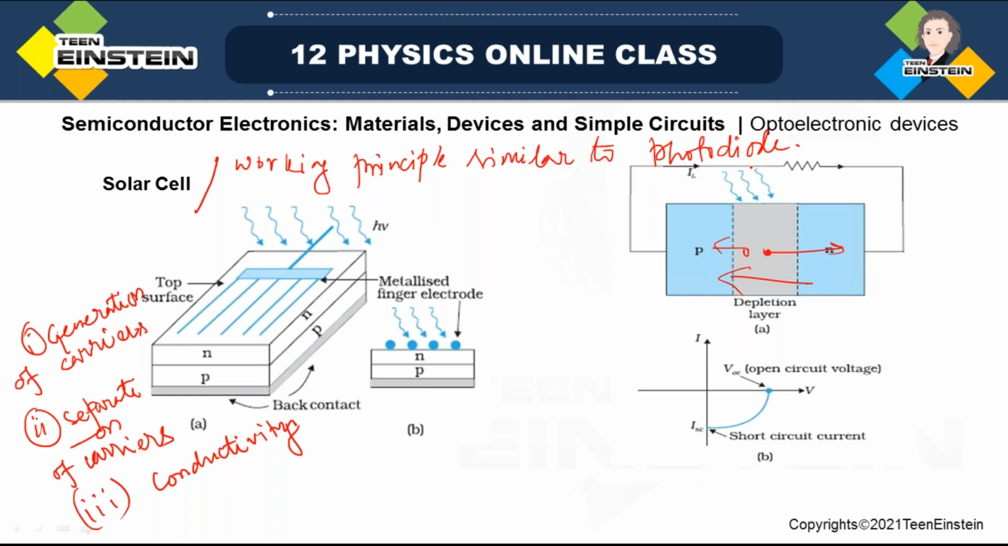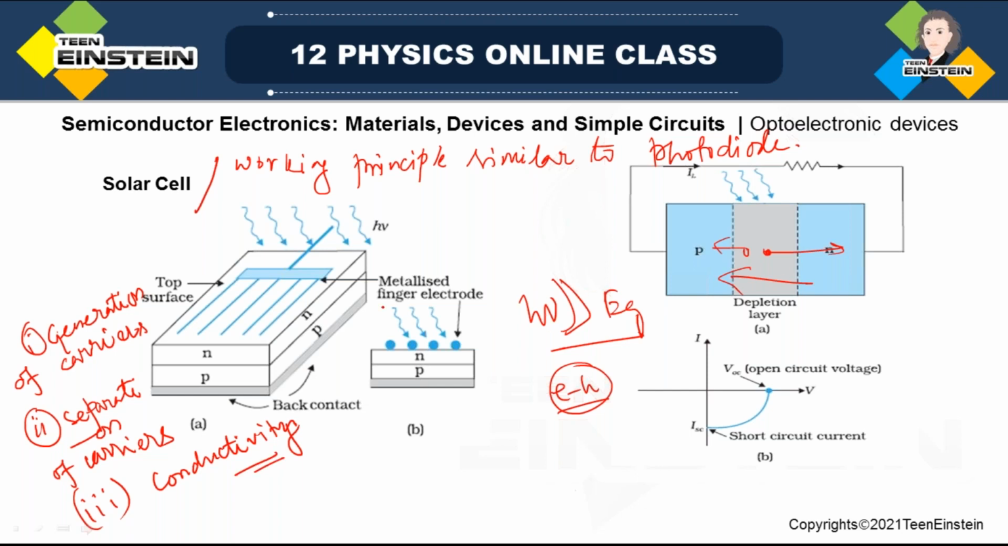Generation is due to, see, if you shine a depletion region or a diode with solar light, what will happen? If the energy is greater than the band gap energy Eg, then there will be electron and hole pairs. Those will be separated by this electric field, which is naturally created across the depletion layer.